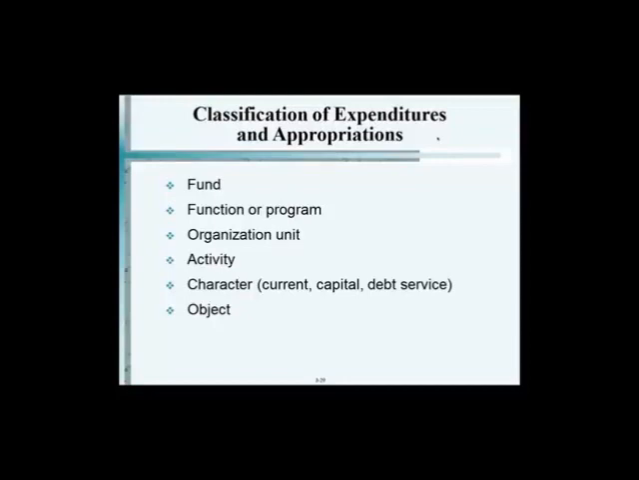You have the fund. How many different types of funds did we do? We had all kinds, right? From general fund, special revenue fund, debt service fund, capital projects fund, permanent fund, right? Enterprise fund, internal service fund. Those are our funds, right? Function or programs. We talked about that. Police, fire, general government, right? Organizational unit. Units that fulfill that function. So you could have public safety being run through two different departments. That would be your organizational activity.